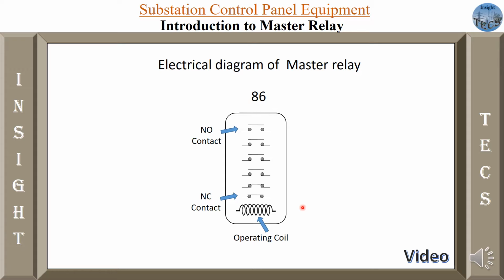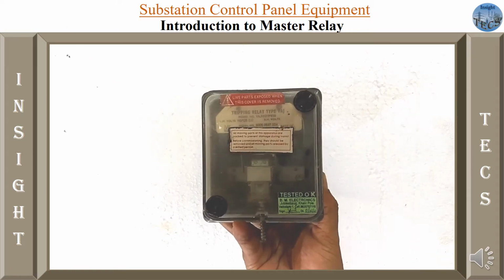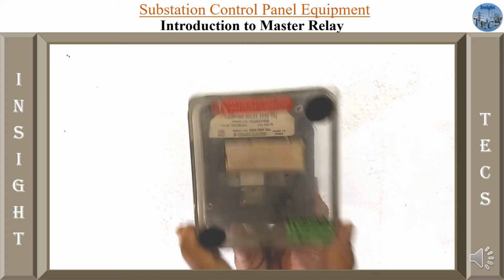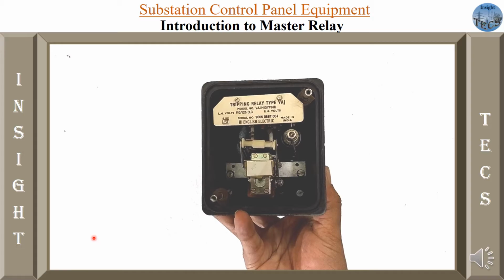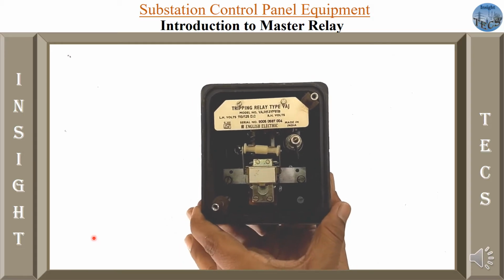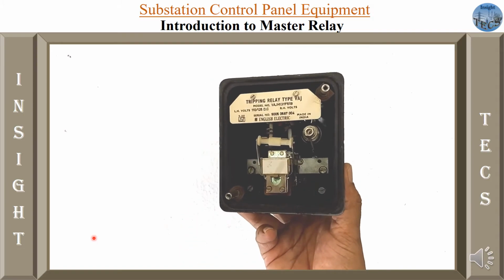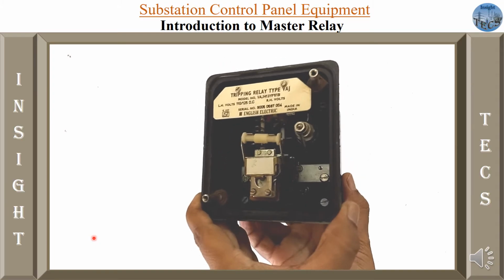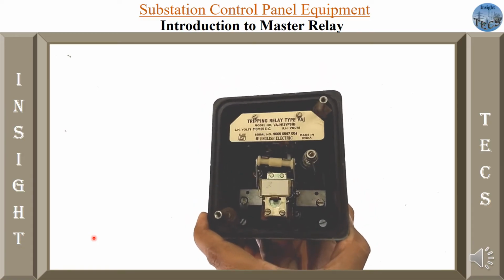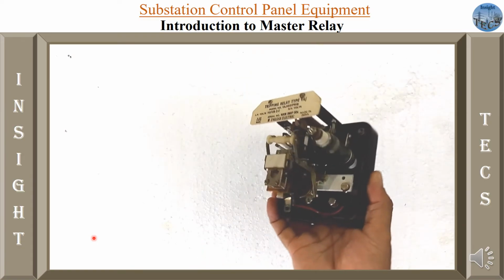Okay, so now let us see one video of how an actual master relay is, and let us understand how it actually works. This is how a master relay looks like. It has one operating coil and some contacts. Let us see from inside how this master relay looks like. We can open the case like this to see the actual coil and contacts from inside.